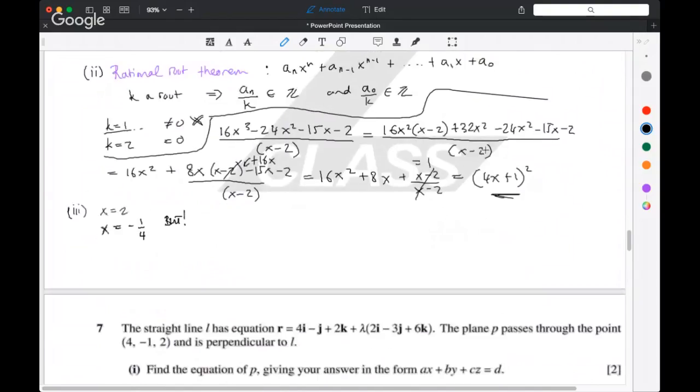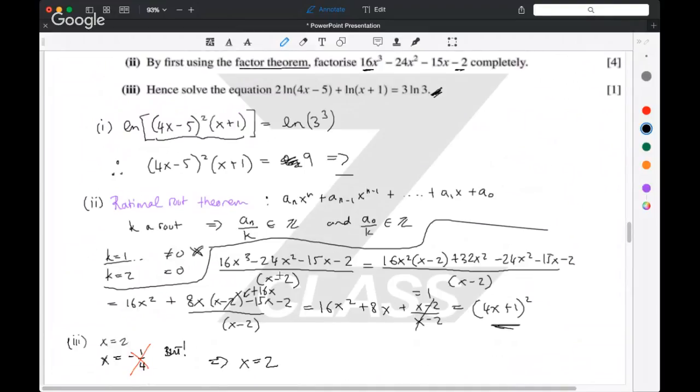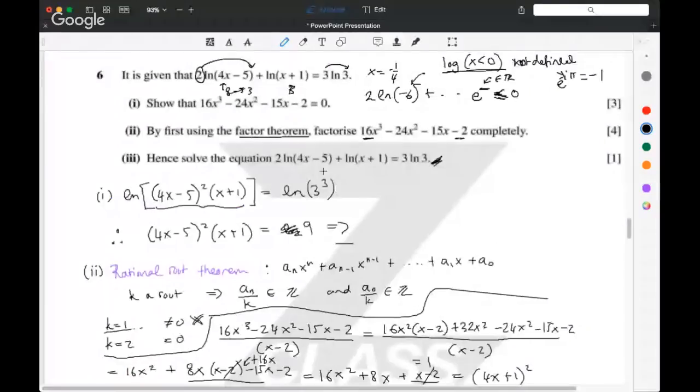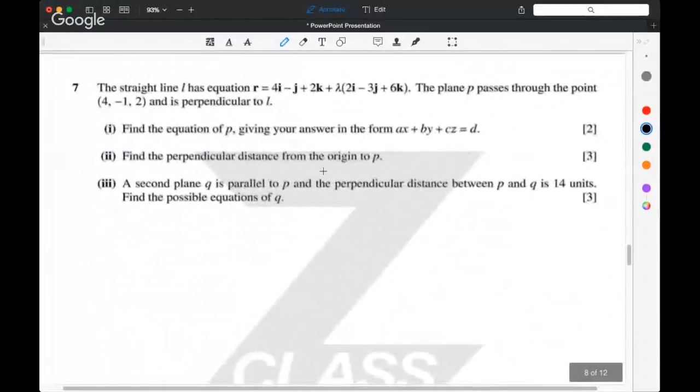So what I'm saying is this solution is not allowed because it gives you the natural log of a negative number, which is illegal. So the only value is x is equal to 2. And that's the only thing that will solve the original equation with all the logs in it. So I hope you're happy with that. Okay.